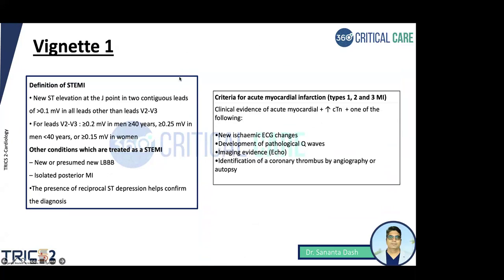So the definition of STEMI: new ST elevation at the J point in 2 contiguous leads, more than 0.1 millivolt in all leads other than V2 and V3. If it is V2 and V3, we require more than 0.2 millivolt elevation in men who are older than 40, and more than 0.25 in men who are younger than 40. In women, there is a lower threshold, that is 0.15.